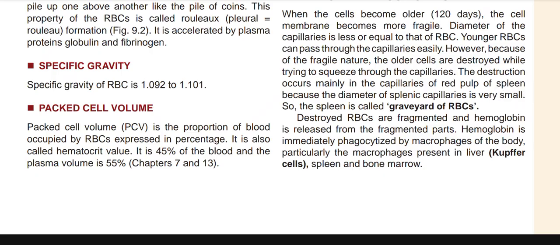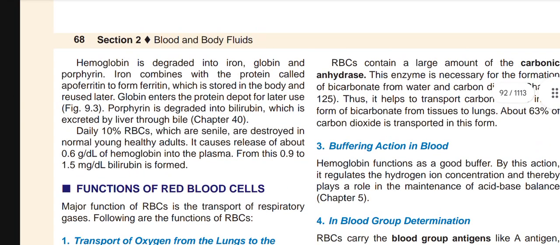Destroyed RBCs are fragmented and hemoglobin is released from the fragmented parts, and the hemoglobin is immediately phagocytized by macrophages of the body, particularly the macrophages present in the liver, called Kupffer cells, and in the spleen and bone marrow. Now, hemoglobin is degraded into iron, globin and porphyrin. Iron combines with a protein called apoferritin to form ferritin, which is stored in the body and reused later. Globin enters the protein depot for later use, and porphyrin is degraded into bilirubin, which is excreted by the liver through bile.